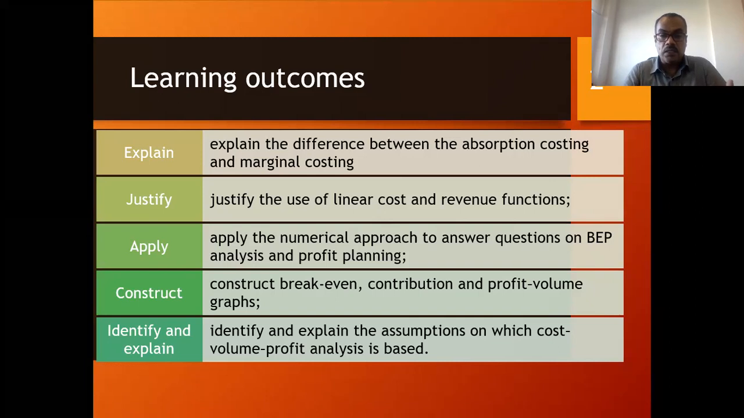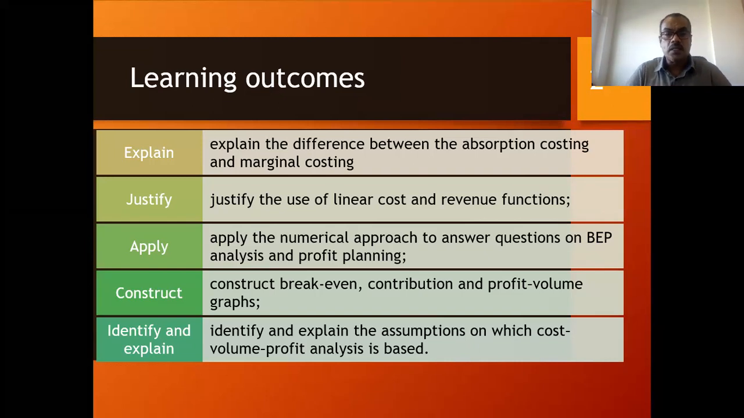Why have we identified this as a learning outcome? Because most of the information can be presented in graphs, and by looking at the graphs, you as managers must be able to take decisions. The last learning objective is to identify and explain the assumptions. We will discuss them at the beginning, though the order of discussion may change.